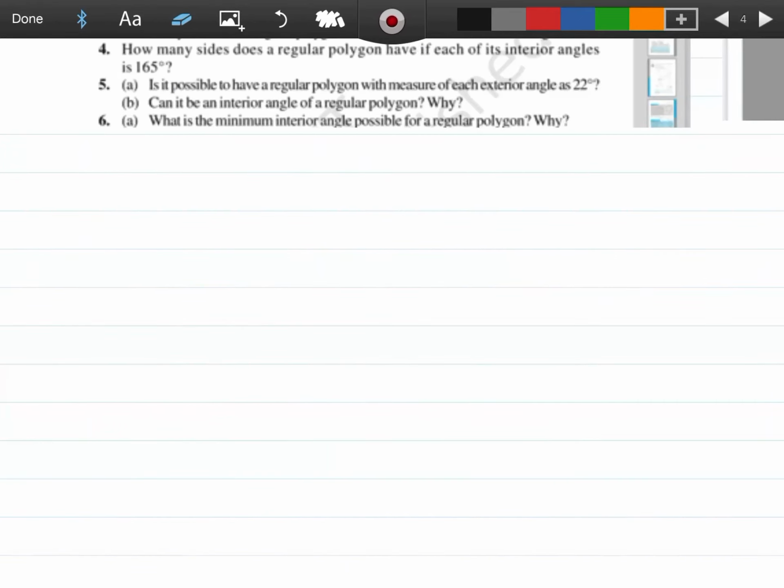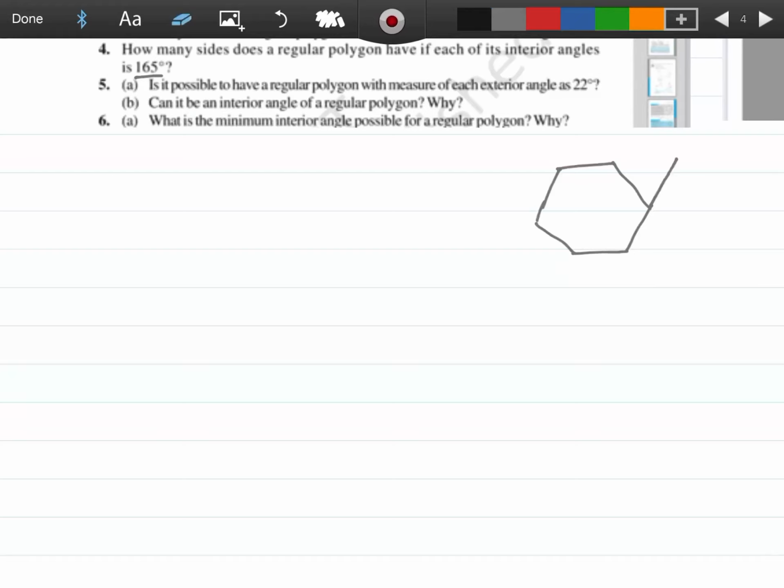Let us move to the next question. How many sides does a regular polygon have if each of its interior angles is 165 degrees? Now, there's a little bit of change. In the previous problem, the exterior angle was given. Now, in this question, the interior angle has been given. This is again a regular polygon. I'm just giving you a hint. You will do it yourself.